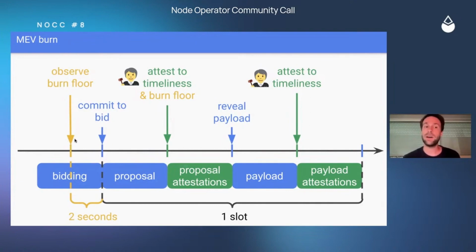It's basically the highest block value that was observed 2 seconds before the start of the slot. And then once they've observed this burn floor from the bid pool, they need to enforce the burn floor. So they basically need to make sure that the proposal that was selected by the proposer has value at least the burn floor. And then this burn floor will be value that will be burnt, just like EIP 1559 burns the base fee.